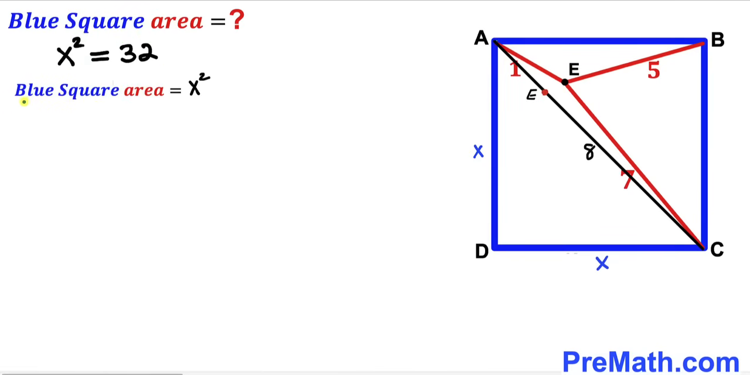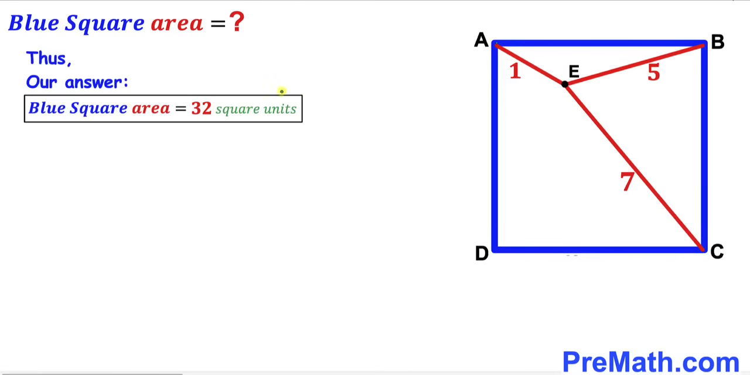And now we know that the blue square area is represented by x square. So therefore I'm going to substitute that x square value 32 over here. So our blue square ABCD area turns out to be 32 square units. So after all the calculations and substitutions, our blue square area turns out to be 32 square units. And that's our final answer.